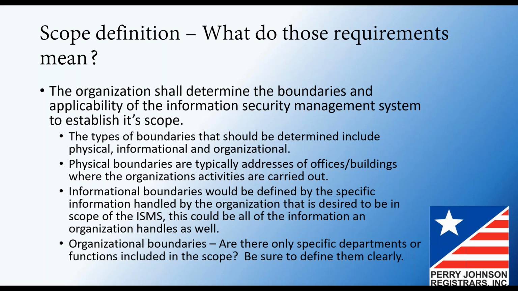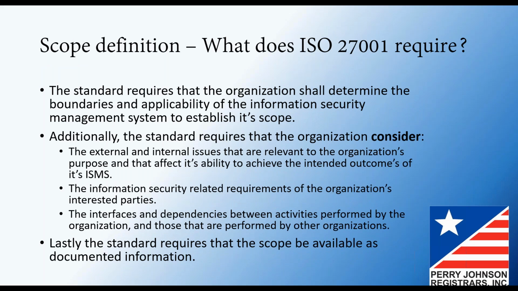Additionally, this could be all the information an organization handles, but it's possible that an organization could just want to limit the scope of their system to specific types of information that's handled. Maybe certain information that has higher security requirements surrounding it. And then organizational boundaries. So are we talking about only specific departments or functions included in the scope? Again, this is largely going to depend on the information that's in the scope of your ISMS and who can access it. So if you have systems that hold information that you want to be covered in the scope and folks can access it from all different departments, they're probably going to need to be included in the scope of the system.